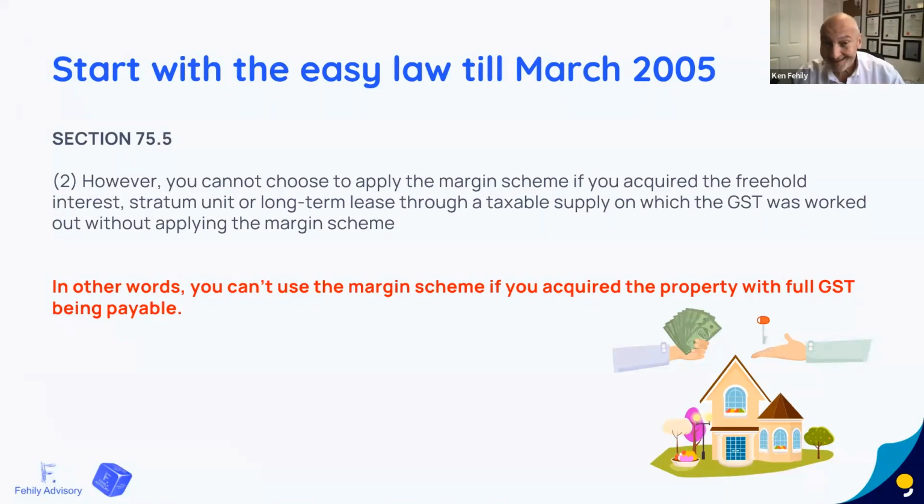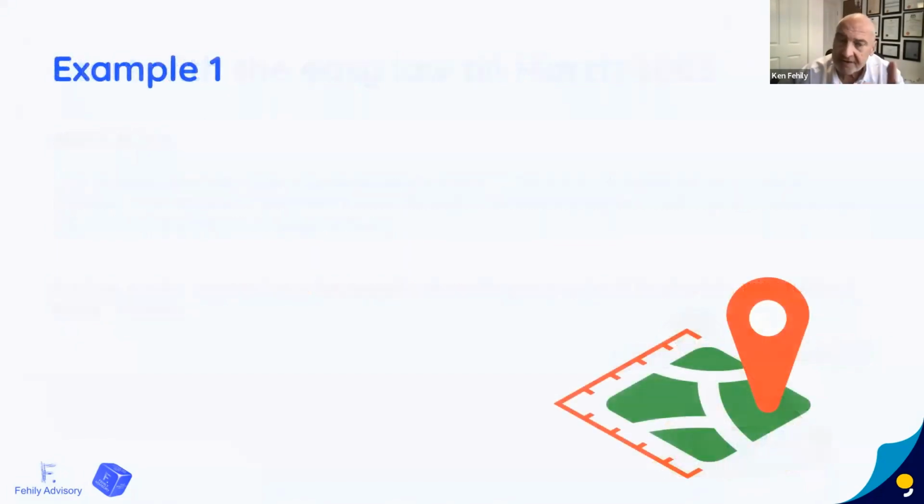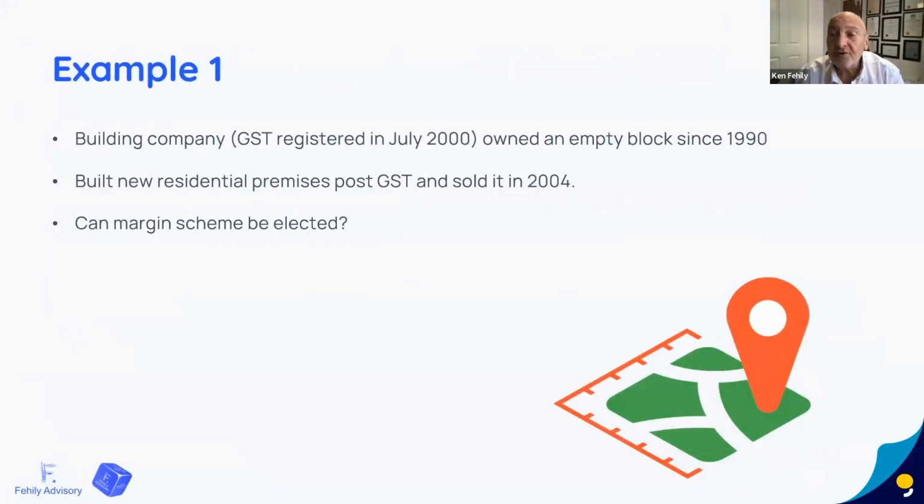So now you know that. And it's only a little piece of legislation. Have a look, it's one of the first sections in Division 75. Now you know, so you don't have to ring me and pay for advice. How's that? In other words, you can't use it only if you bought it as a taxable supply and paid an amount of GST that was full. Now, I'm going to go through a whole bunch of examples to see whether you can get this right. I'm going to ask you the question and then give you the answer. I'm not going to trick you.